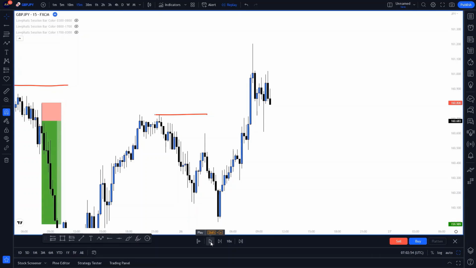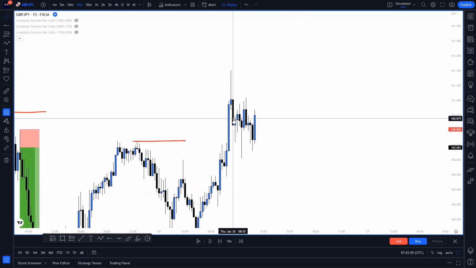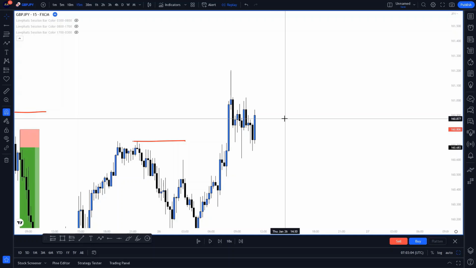Unfortunately, in London, there was no volume. It just ranged to the side. You'll see it just ranged to the side. There was nothing there. So the move didn't come in London, but it did its job of breaking the market structure. So going into US session, I've got an example from London and US.